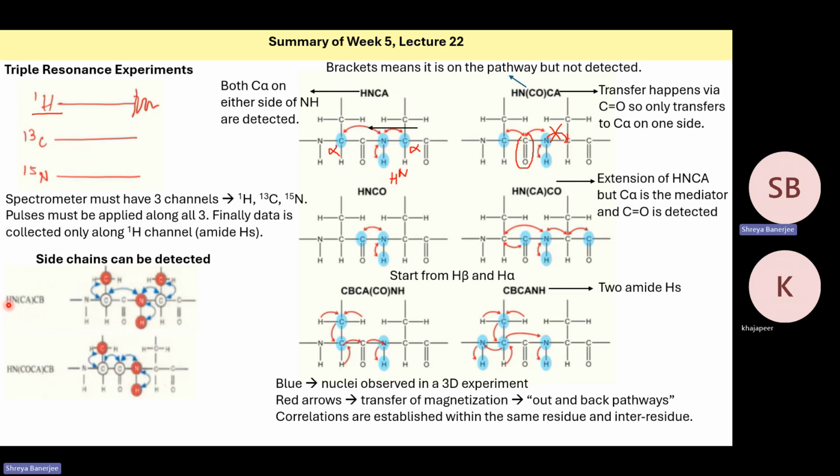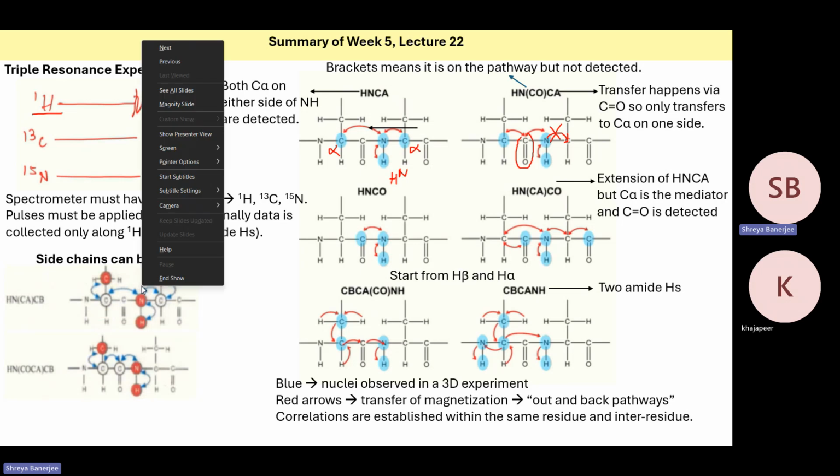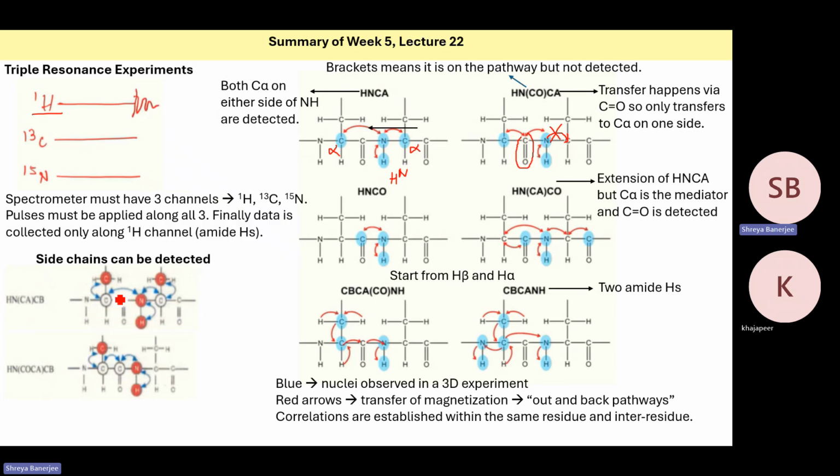This experiment is HN(CA)CB. So you're starting from the amide hydrogen to the amide nitrogen. Then CA is in bracket, so magnetization is going on CA, but it is not detected. So from the nitrogen, you can see magnetization is going to the C. Let me just label these. This is alpha, this is beta. Similarly, this is alpha, this is beta.